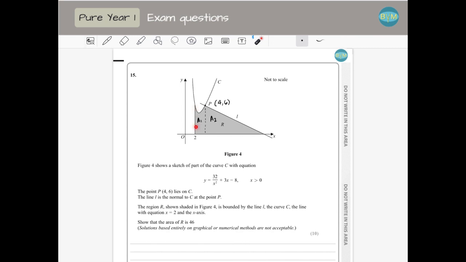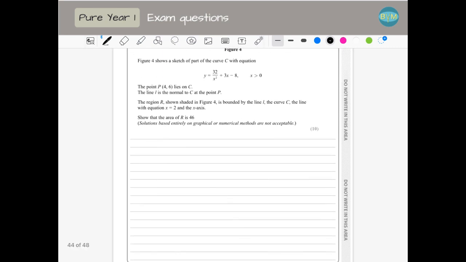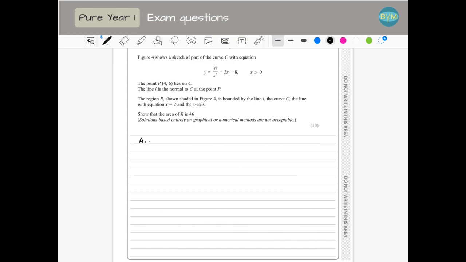To find this one, I just have to integrate the curve between 2 and this point. This value of x is 4. So I just have to integrate my curve between 2 and 4, and that's what I'm going to do first. So A1, I'm going to integrate my equation between 2 and 4, and I'm going to write this in the numerator to make things easier to integrate. So 32x to the power of minus 2 plus 3x minus 8 dx.